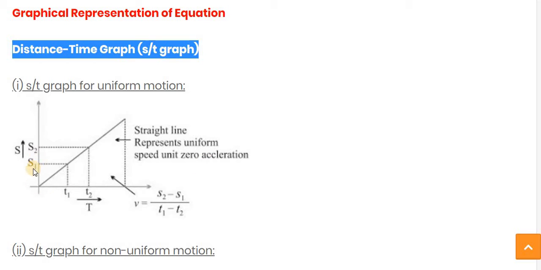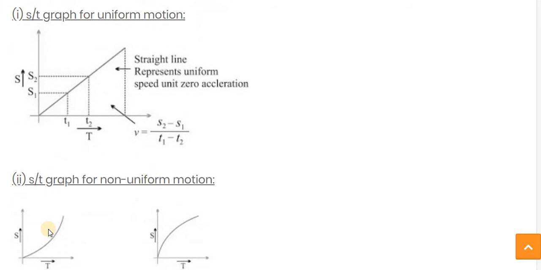Here you can see S1, S2. That indicates that at time T1 the body covered distance S1, whereas at time T2 it covered distance S2. So if we want to calculate the velocity of a particular object, then v is equal to S2 minus S1 divided by T1 minus T2. We can calculate these by drawing perpendicular lines from the graph to the x-axis and the y-axis, by which we can get the distance traveled during time t.